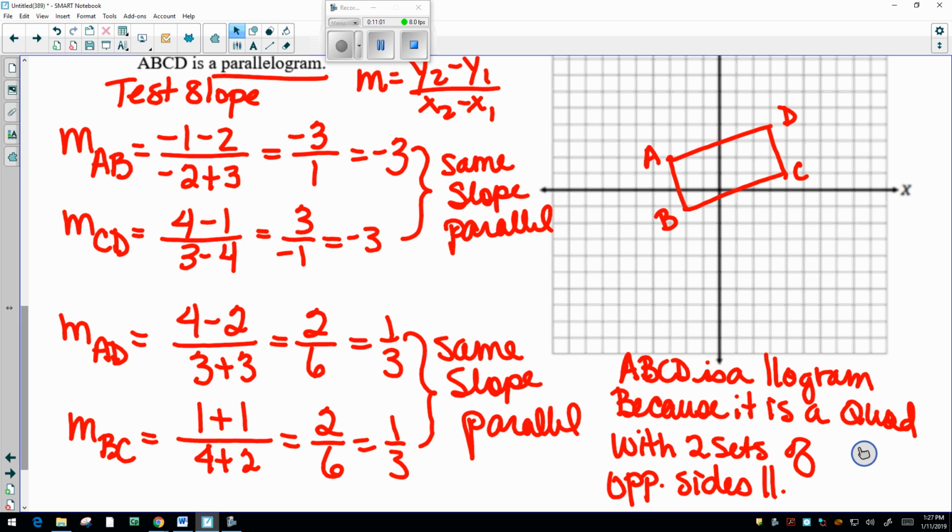We'll practice more of this in class and get into a little bit more of the coordinate proofs and how we use distance.